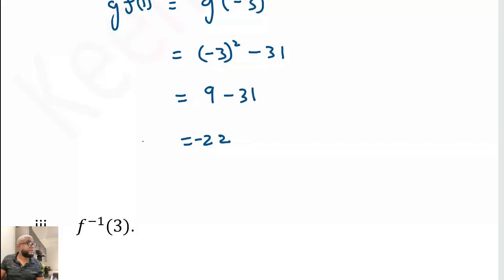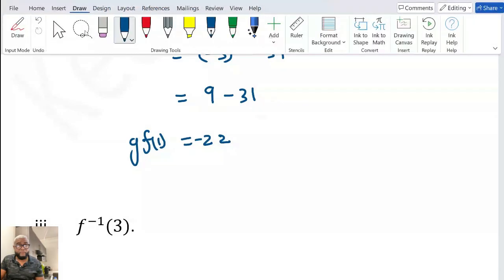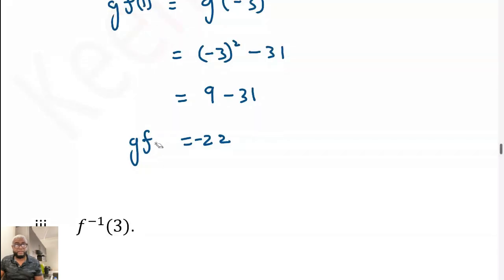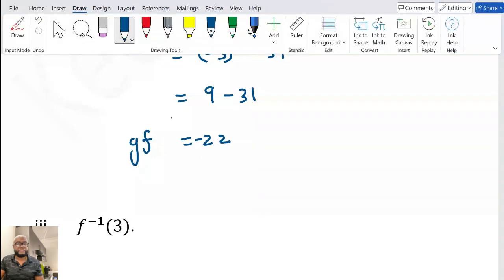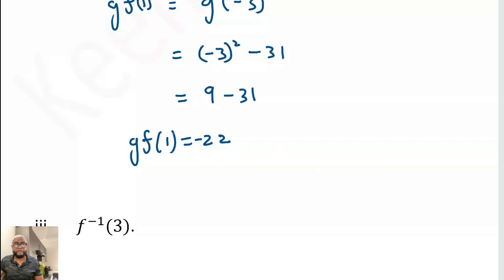See that again? Jump to -22. I just put that for the people who need to see it. All right? Everybody good here? So this is g f of 1. Cool?